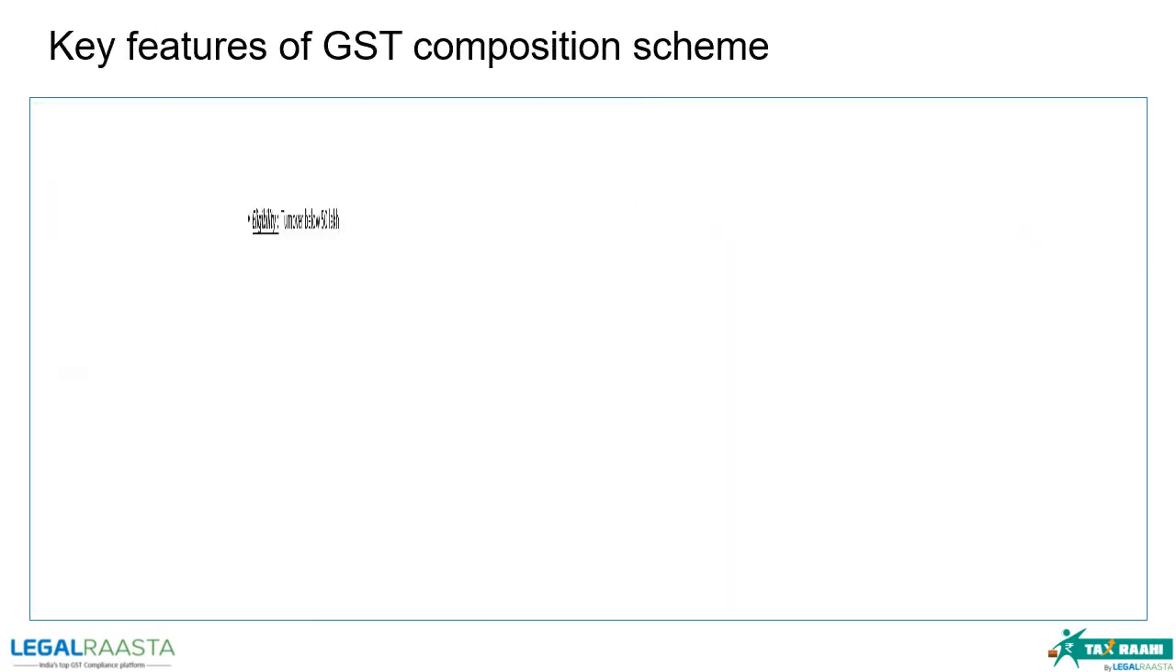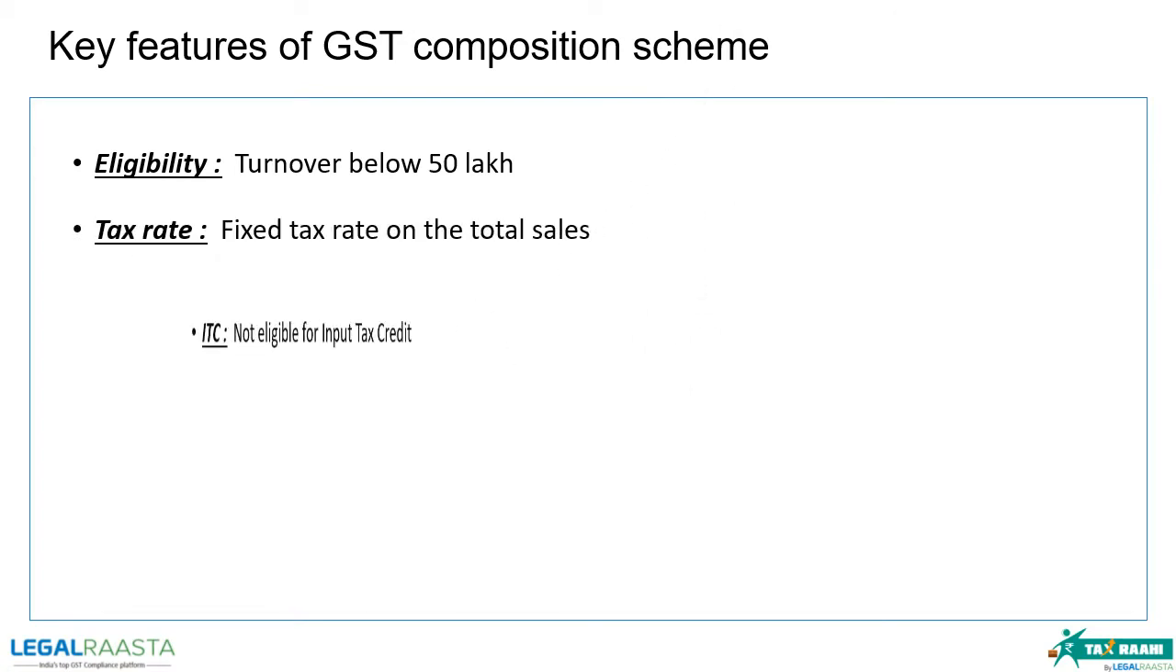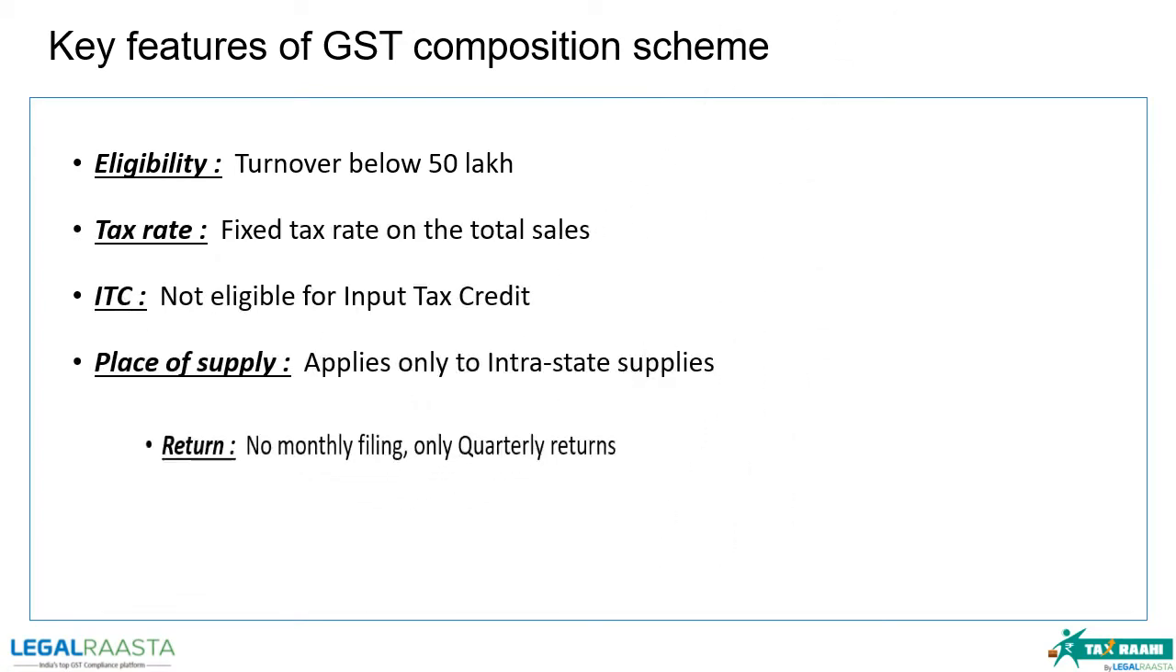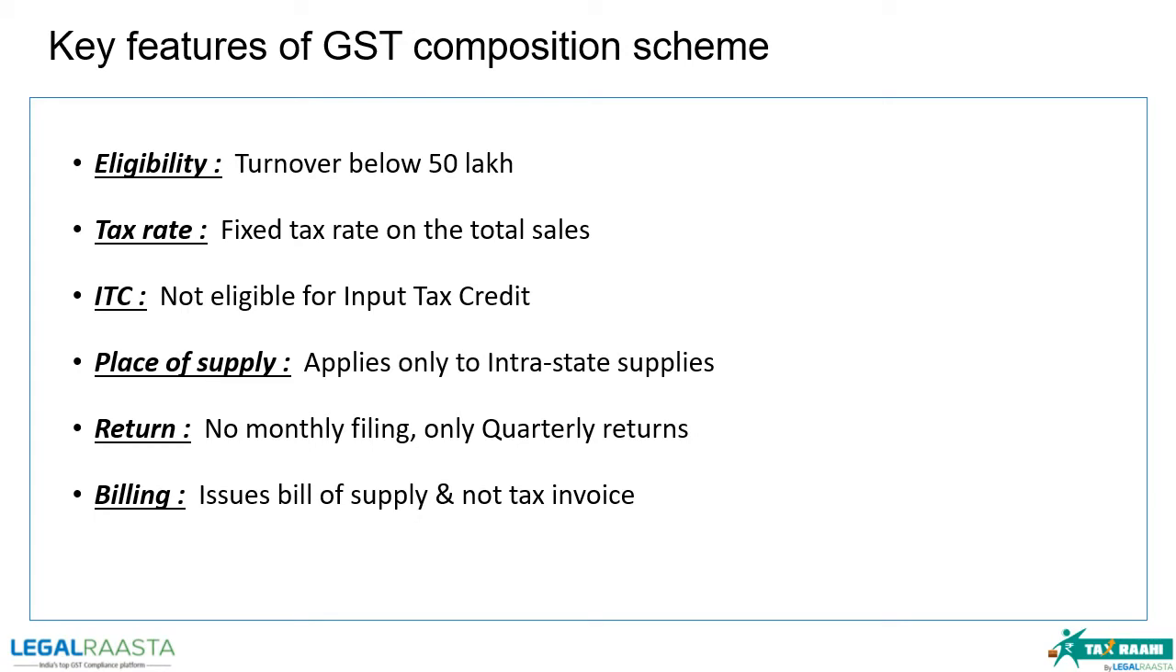There are some key features of GST Composition Scheme, like it is meant for taxpayers whose aggregate turnover does not exceed rupees 50 lakh in a financial year. Tax rates are expected to be between 1% and 3%. Taxpayers are not eligible for input tax credit. It only applies to intrastate supplies, that is, those who supply within a state.